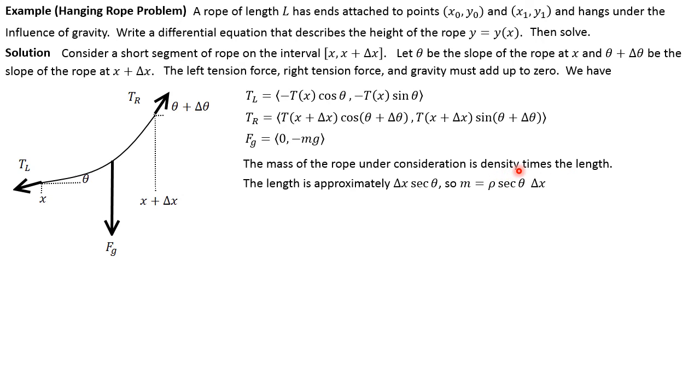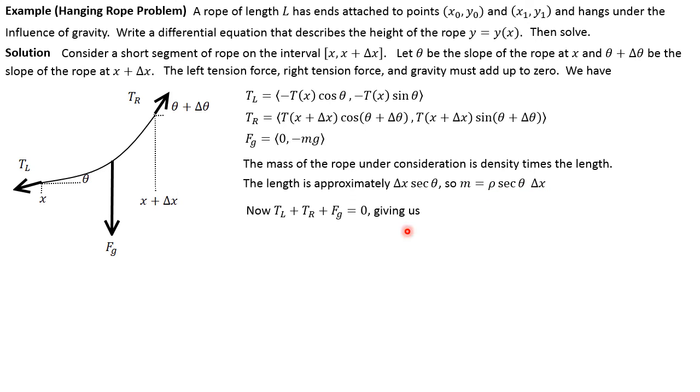And the length of the rope, I encourage you to check, if we just wanted the distance, we can say it's approximately the distance from here to here. And just a little bit of trigonometry from drawing a right triangle here where I'm moving my laser pointer, if we draw a right triangle there and use a little trigonometry, we find that the length of this little segment of rope is delta x times the secant of theta. And so the mass is density times the length of rope, which is density secant theta delta x.